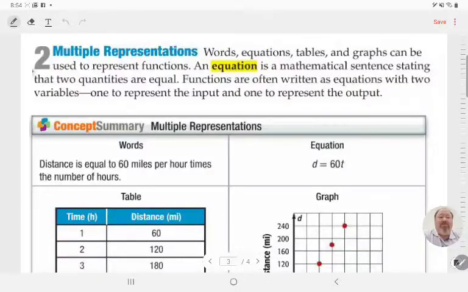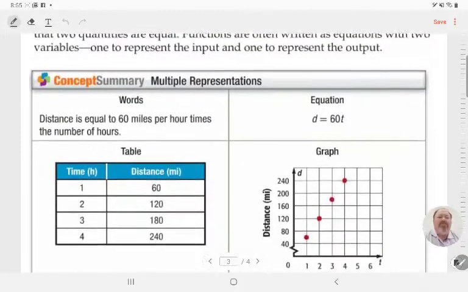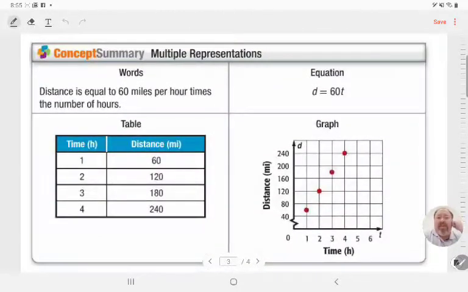So functions are often written as equations with two variables, one to represent the input, or the x, and one to represent the output, or the y. All right. So we have here 4 different ways to represent the same data. We have words. Distance is equal to 60 miles per hour times the number of hours. We could show that in an equation. D equals 60 times t, okay? Or distance equals 60 miles per hour, and t would be the number of hours.